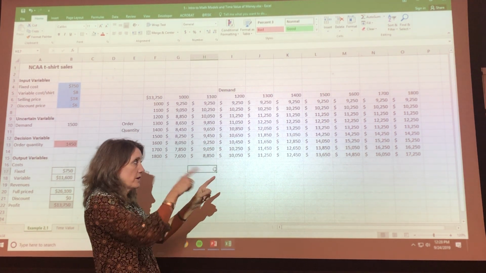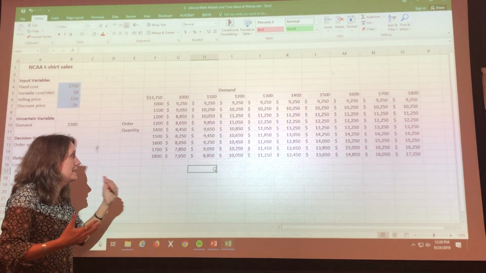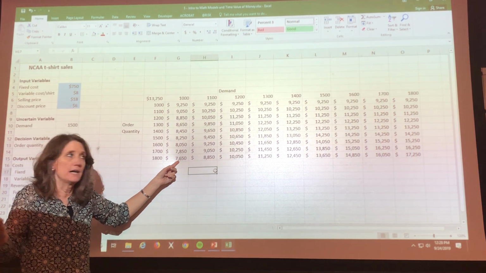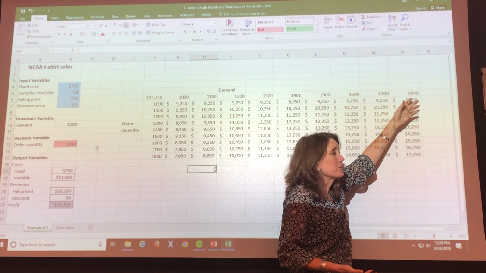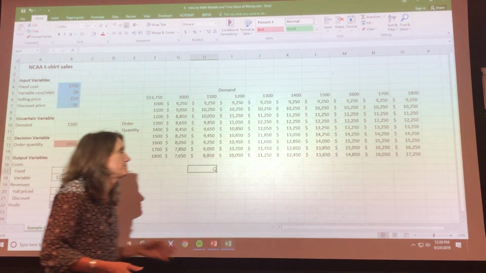The good thing is you're never losing money. That's a happy good thing. When are you not making as much money? When you order a lot and the demand is really low, okay? Or if demand is really high and you didn't order a lot, you kind of lost out on the opportunity to have made a lot more money, okay?